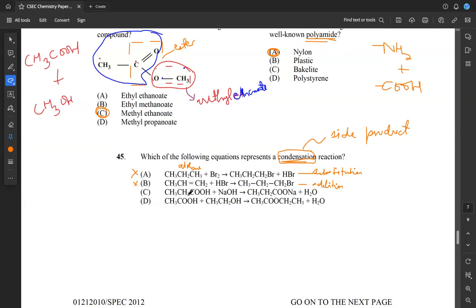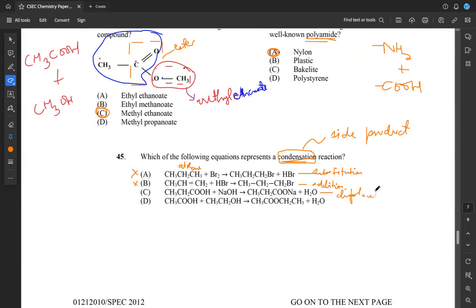So let's look at this one now. We have a carboxylic acid that's reacting with a base to form the salt of that acid and water. So we do get off water here, but this isn't what we would call a condensation reaction. This is just a metal reacting with an acid, right? So this is kind of like a displacement kind of reaction. So this is not what we're looking for.